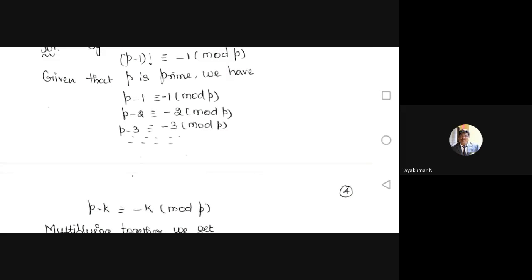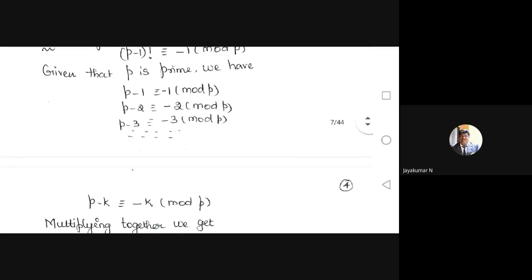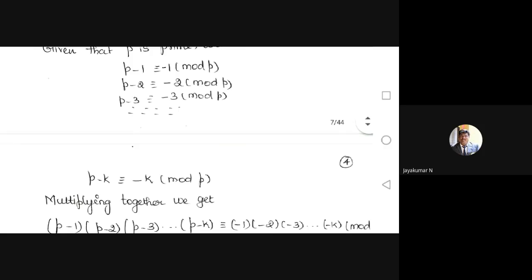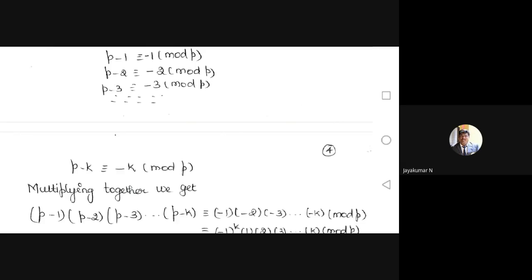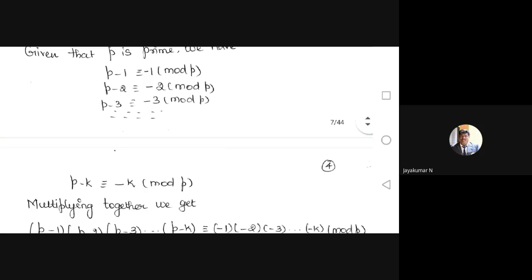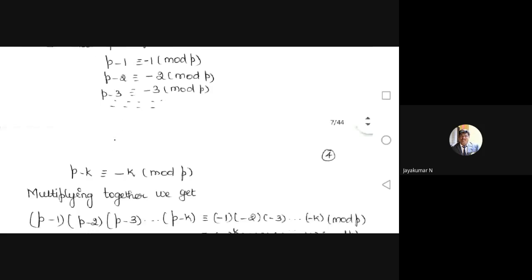These terms will be multiplied together, and correspondingly the right hand side is also multiplied. You get P minus 1 into P minus 2 into P minus 3 into up to P minus K is congruent to minus 1 into minus 2 into minus 3 into up to minus K, under mod P. So here, how many minus signs do we have? 1, 2, 3 up to K times.